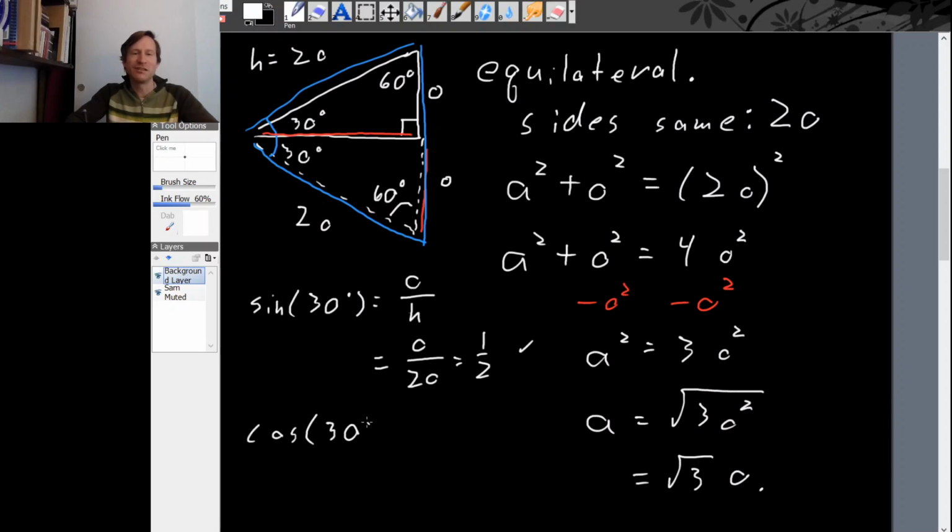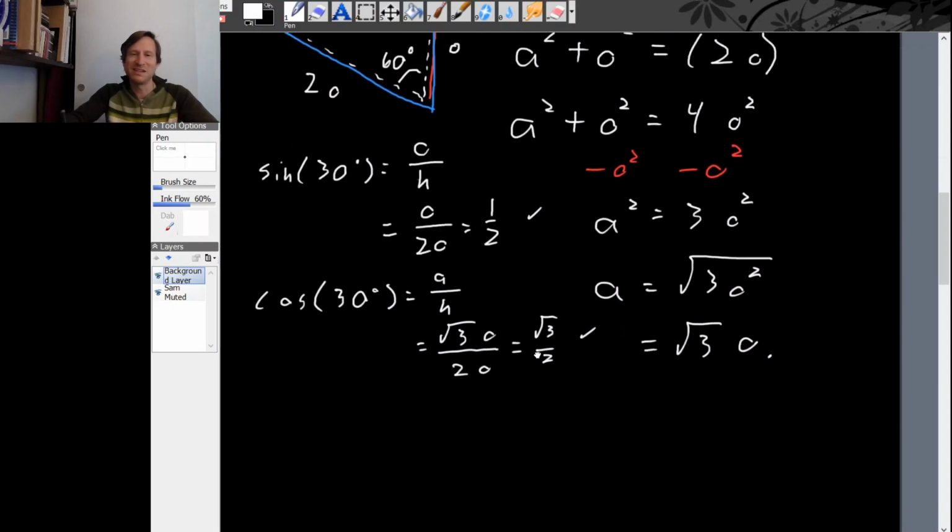Cosine of 30 degrees is the adjacent side divided by the hypotenuse. The adjacent side is the square root of 3 times O. The hypotenuse is 2 times O. And so cosine of 30 degrees is the square root of 3 over 2, just like it was supposed to be.